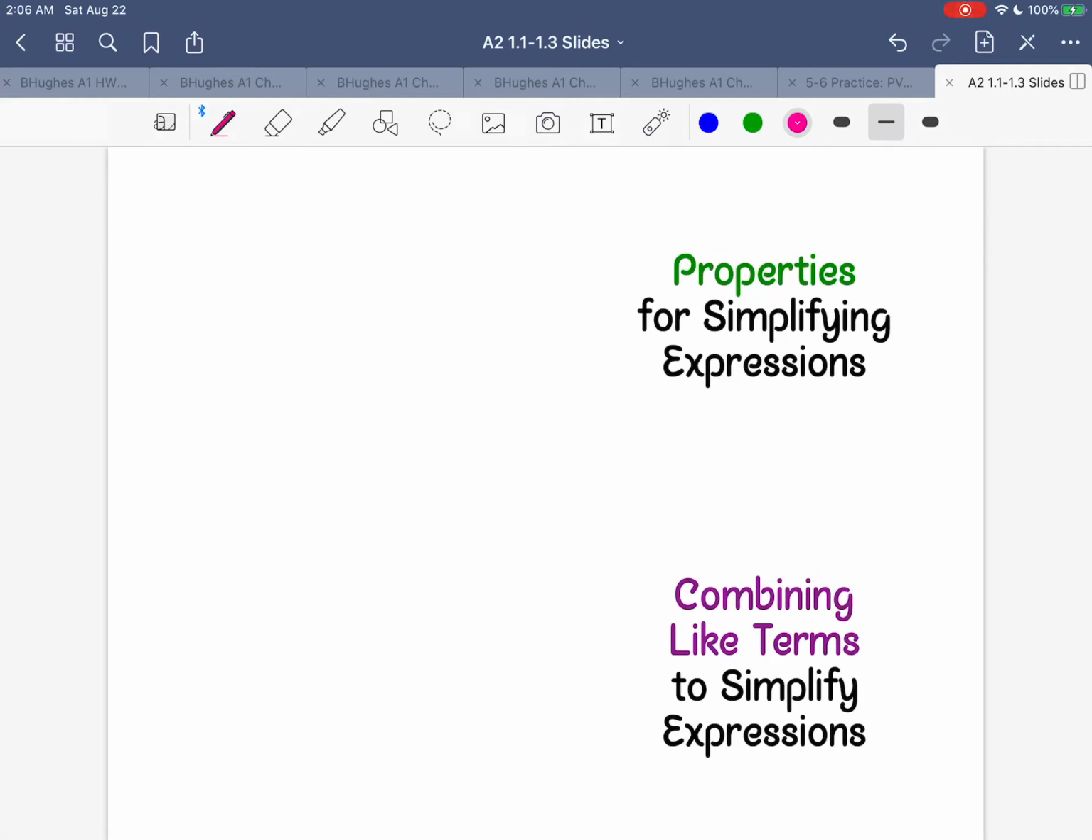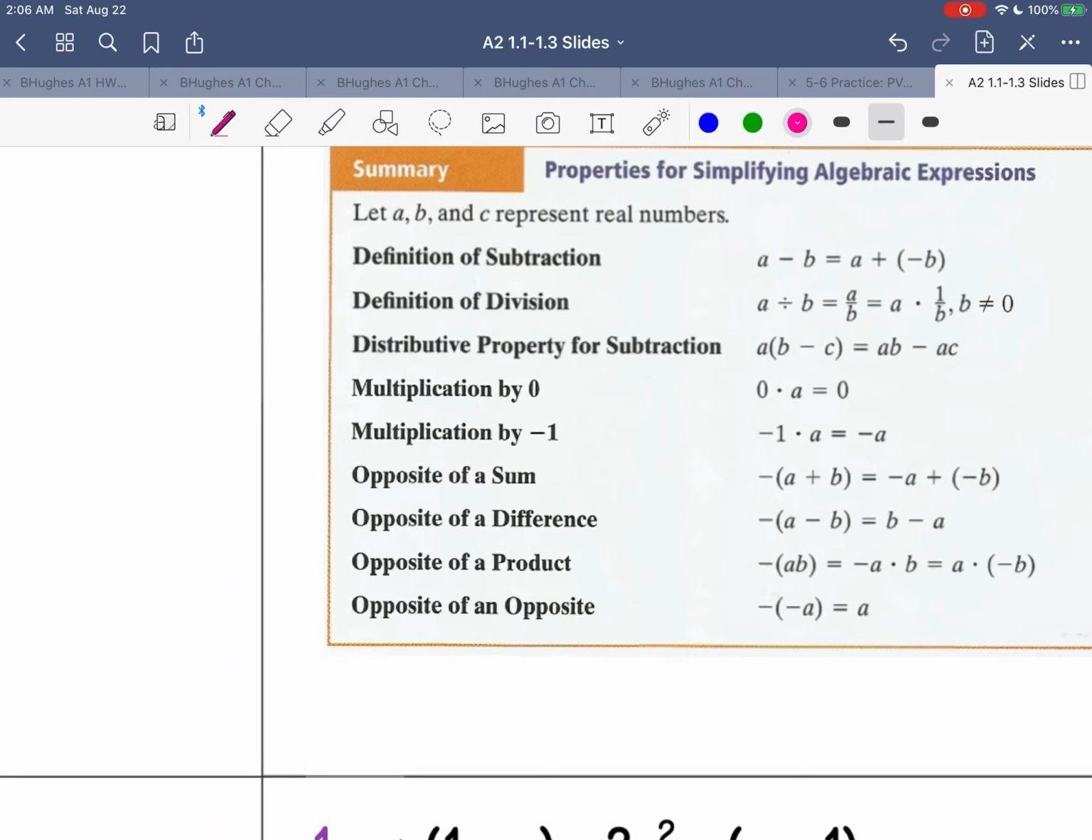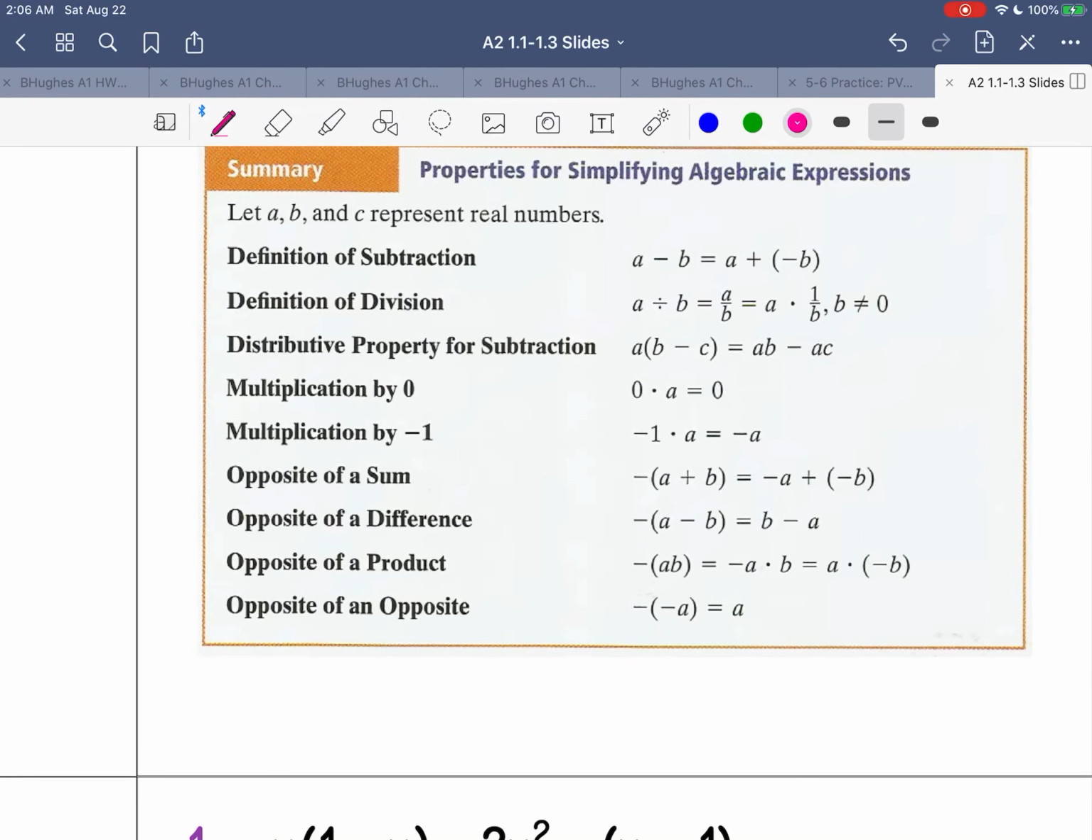So this next part of our notes is helping to prepare us for solving equations, which is where we're headed next. And so we are going to practice simplifying expressions. The first part of this is just understanding what the properties for simplifying expressions are. If you look inside, you will see some of the things you should already be familiar with.